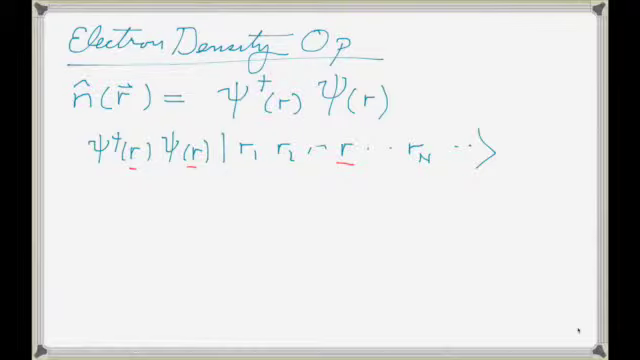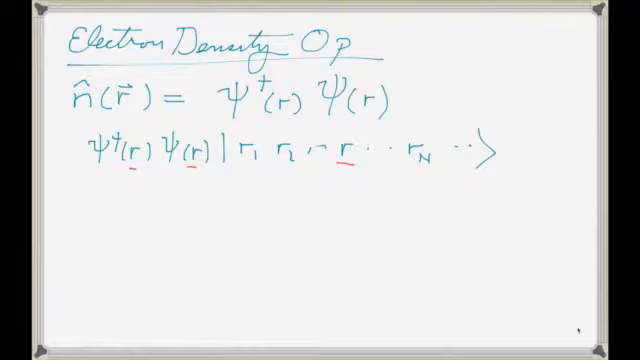And so when psi of r hits this and there's no particle there, I just get 0. The whole thing is 0. If there is a particle there, it removes the particle, and then psi dagger puts it back. So this is sort of a test on whether there's a particle there or not. I'm going to get the ket back, or I'm just going to get 0.